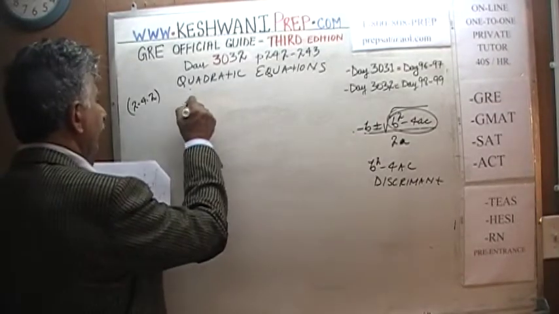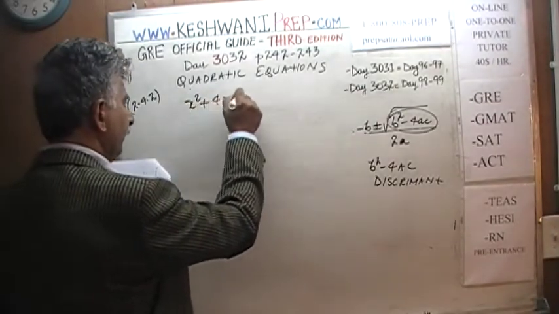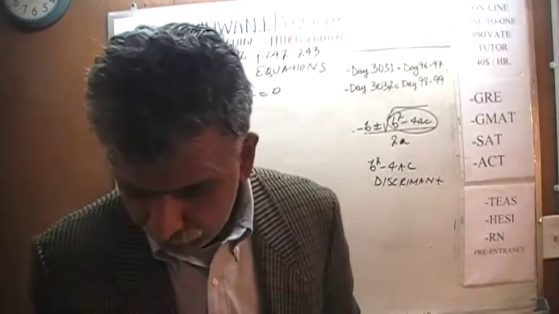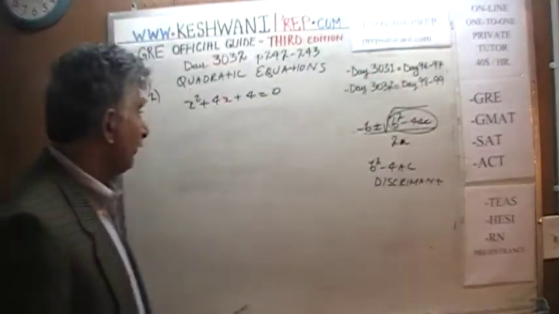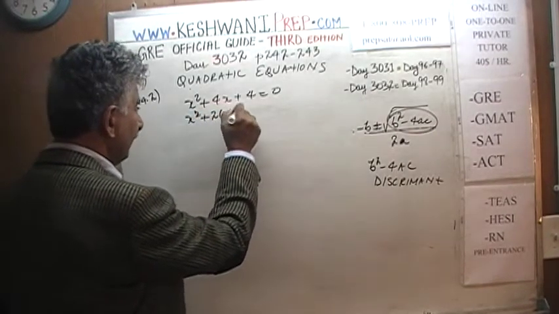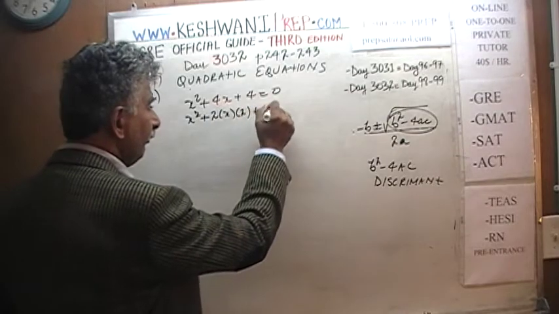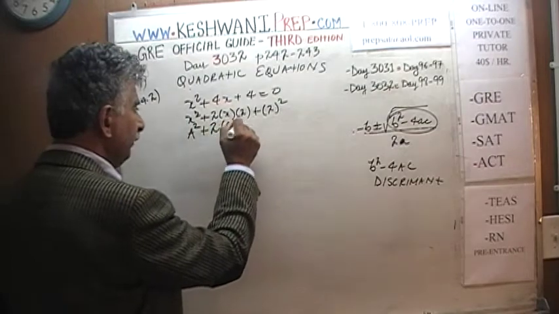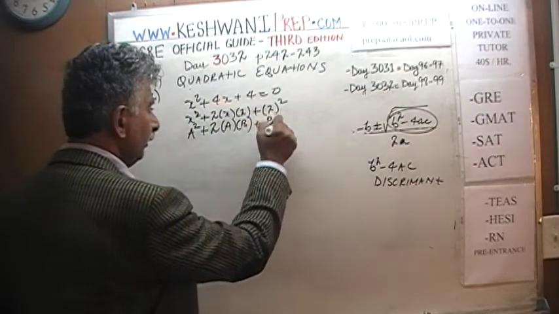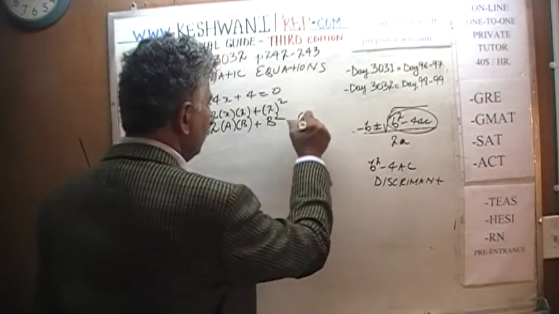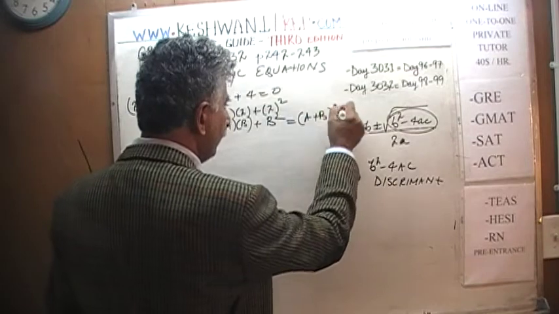The second one says x squared plus 4x plus 4 is equal to 0. Now here, again, if you wanted to use the quadratic formula, you could do so. But you don't actually have to. It's very simple. Let's just take a look at it. It's simply x squared plus 2 times x times 2 plus 2 squared. As you can clearly see, it is in the form of a squared plus 2ab plus b squared, where b is 2, and a squared plus 2ab plus b squared, everybody knows, is equal to a plus b whole squared.